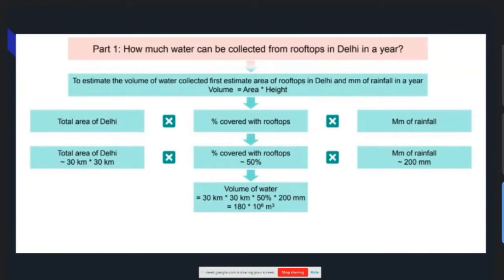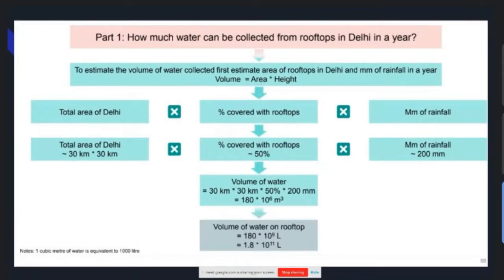Again, this will result in the volume of water, which is area into height, that is 30 kilometer into 30 kilometer into 50% into 200 millimeter. Next. And that results in the volume of water on the rooftop, which is 1.8 into 10 to the power 11 liter.